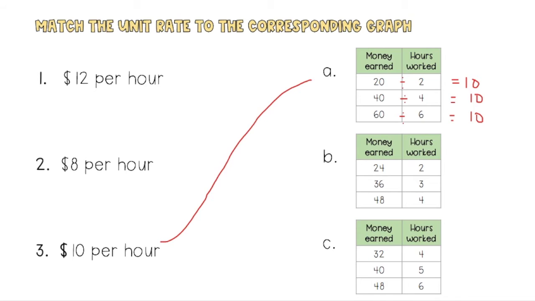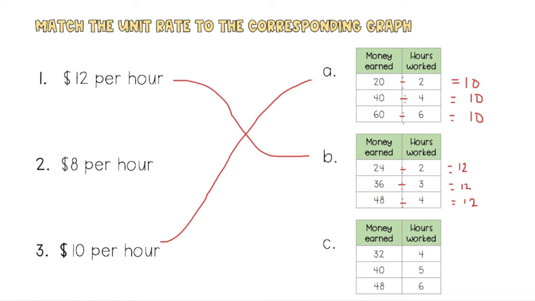Let's look at our next graph. We have $24 in 2 hours, $36 in 3 hours, and $48 in 4 hours. To figure out my unit rate, I'm going to divide. 24 divided by 2 is 12. 36 divided by 3 is 12. And 48 divided by 4 is 12. So they all follow the same pattern, and they all have a unit rate of $12 per hour.